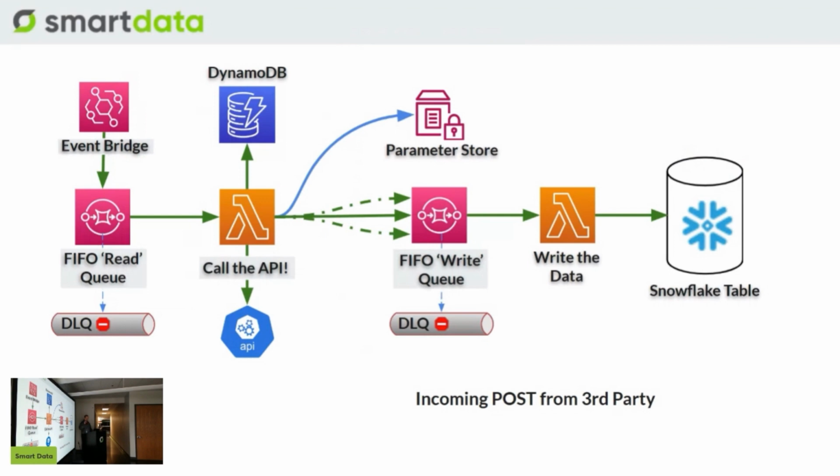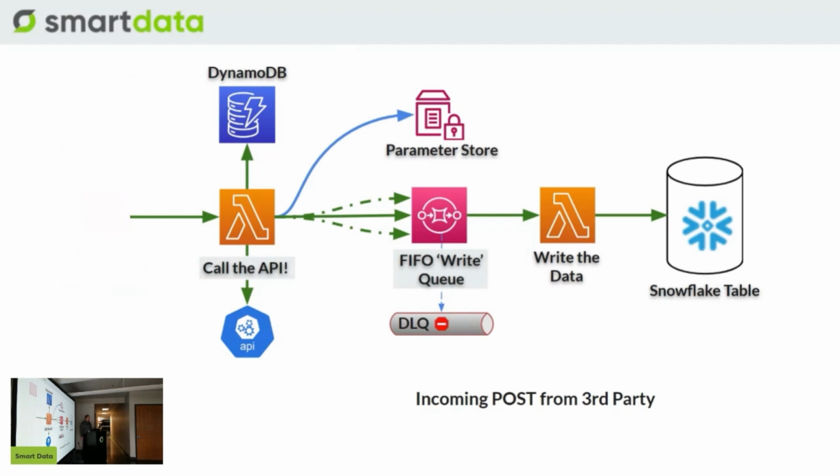All right. So let's talk about that other scenario I mentioned, the incoming data, the push or the post of data from a third party. Let's start again looking at the exact same diagram I just showed you for our machines API. But since we don't need to schedule a read of the API, it's being pushed to us. We now don't need this, neither the EventBridge schedule nor the read queue.